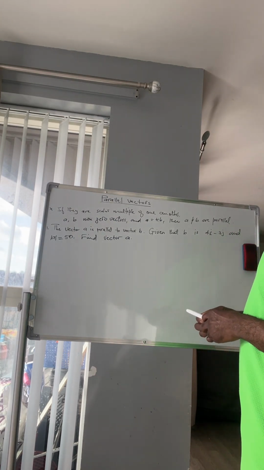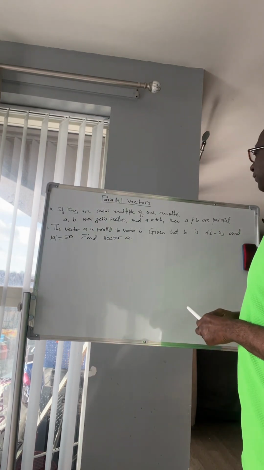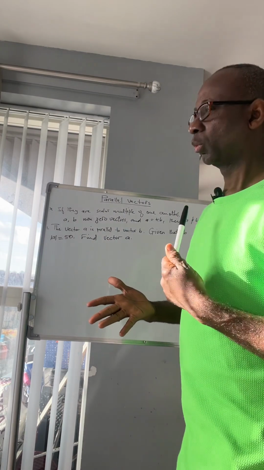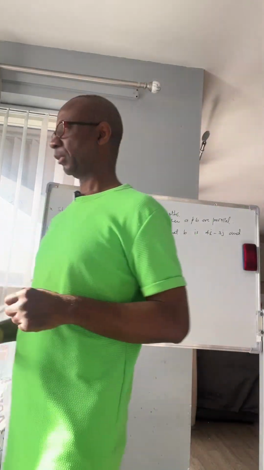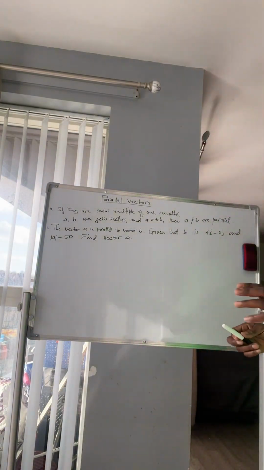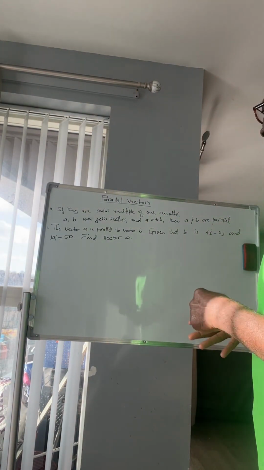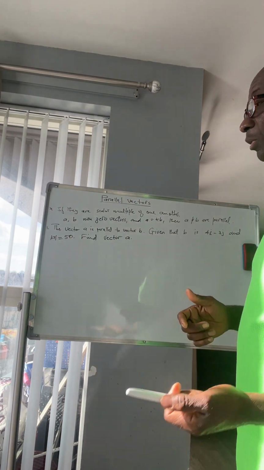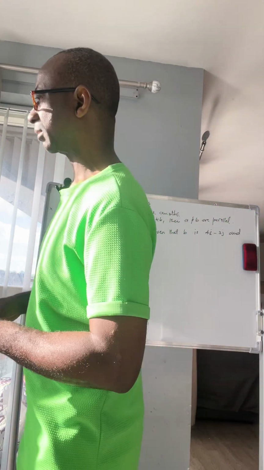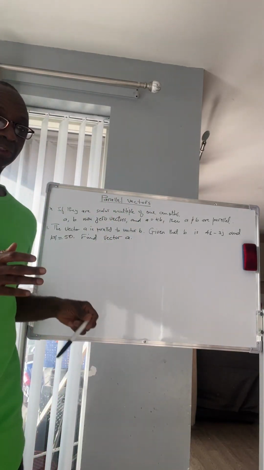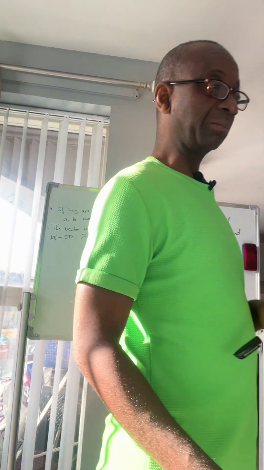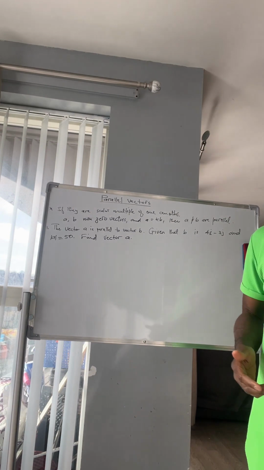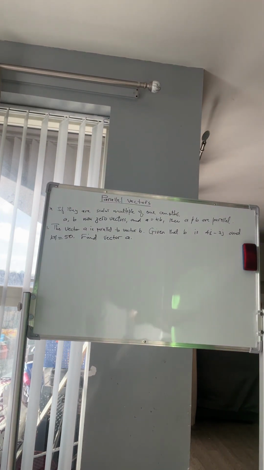Are parallel if one of them is a multiple of the other. So here we are talking about scalar quantity. If one is a multiple of the other, then they are parallel. There is also another definition that talks about the ratio of the components of one vector to the other vector. If that ratio is maintained, then those two vectors can also be said to be parallel.